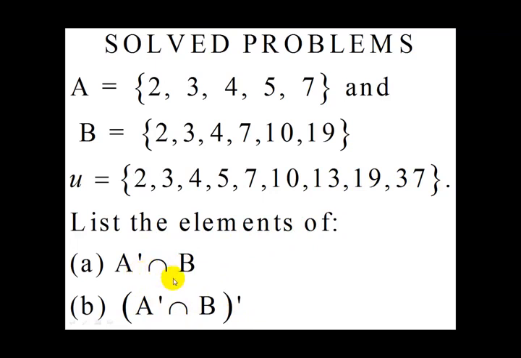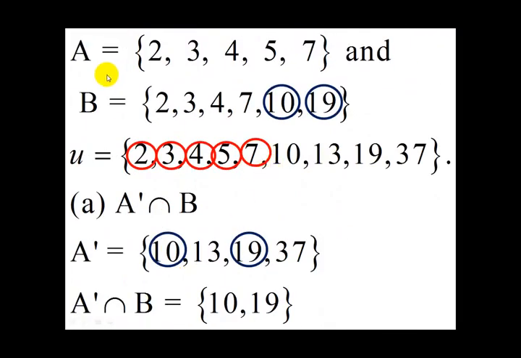Now let's look at the solution. From the question, we were given the set A, the set B, and the universal set. The elements of the set A are 2, 3, 4, 5, and 7. The elements of the set B are 2, 3, 4, 7, 10, and 19. The elements of the set U are 2, 3, 4, 5, 7, 10, 13, 19, and 37. Please, when you are solving a problem, don't circle the elements as shown. This is to help you to understand how the problem is being solved.